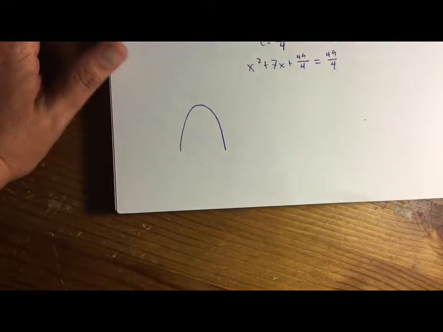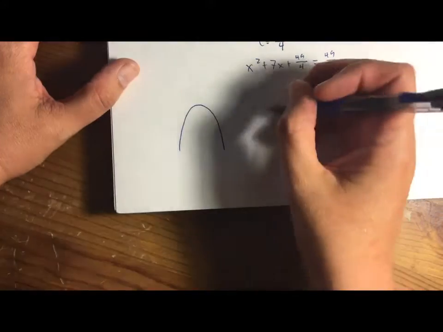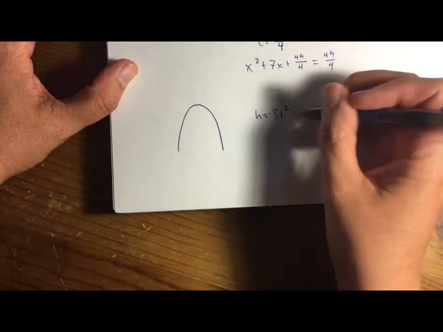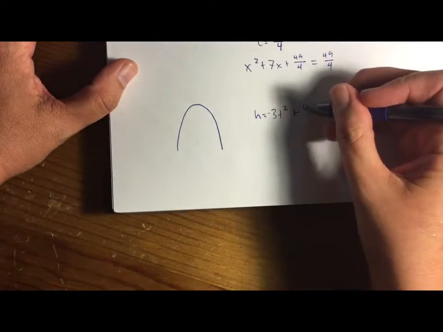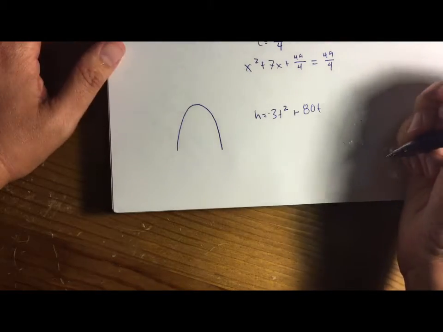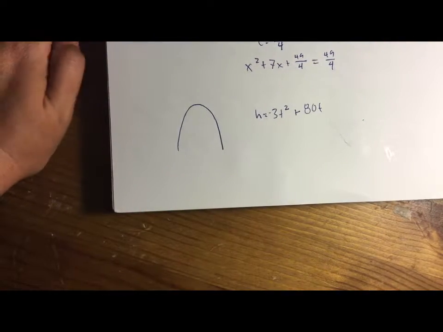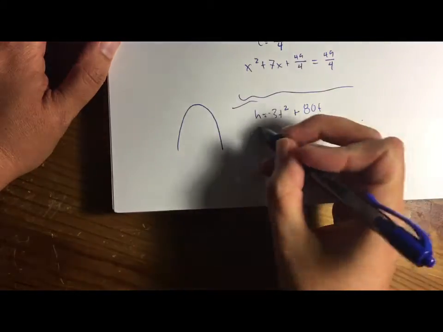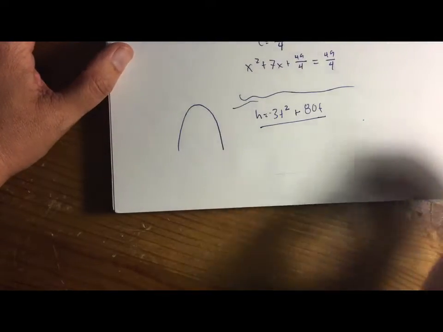So you might be asked, given the equation, it'll say something like h equals negative 3t squared plus 80t. When does it hit the earth again? When you have word problems like that, you're still given a quadratic equation. If it's talking about something hitting the ground, you're just solving for 0.